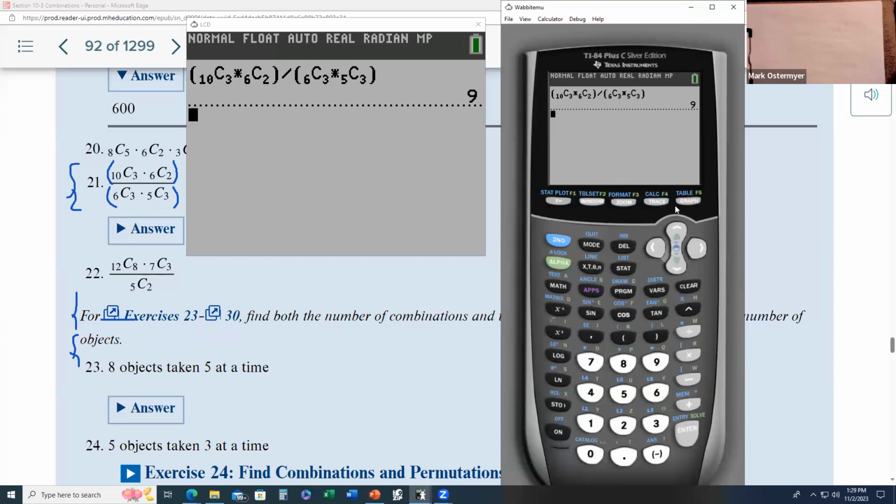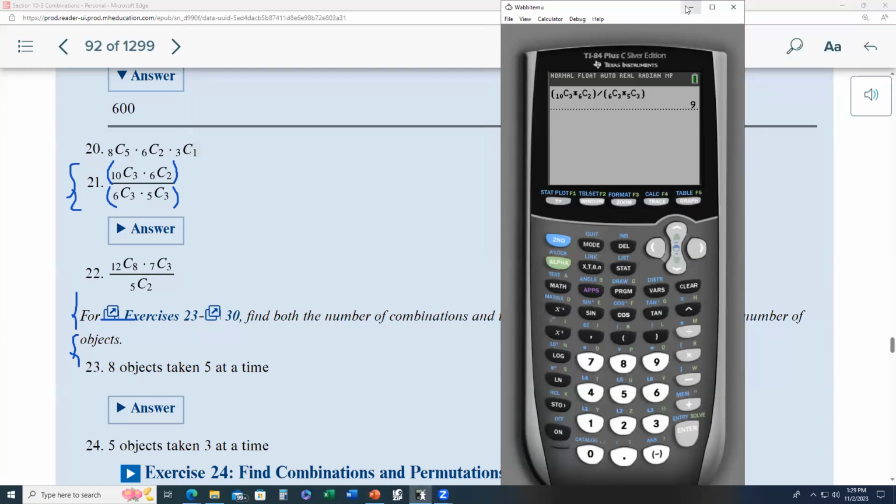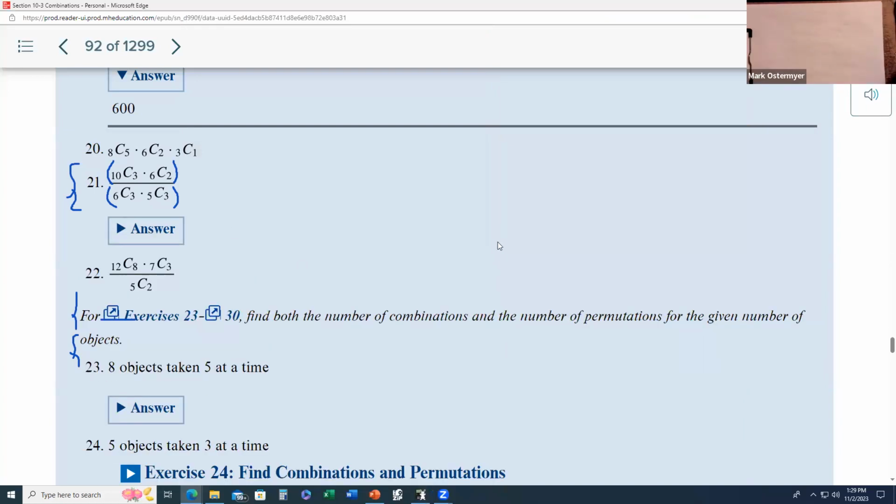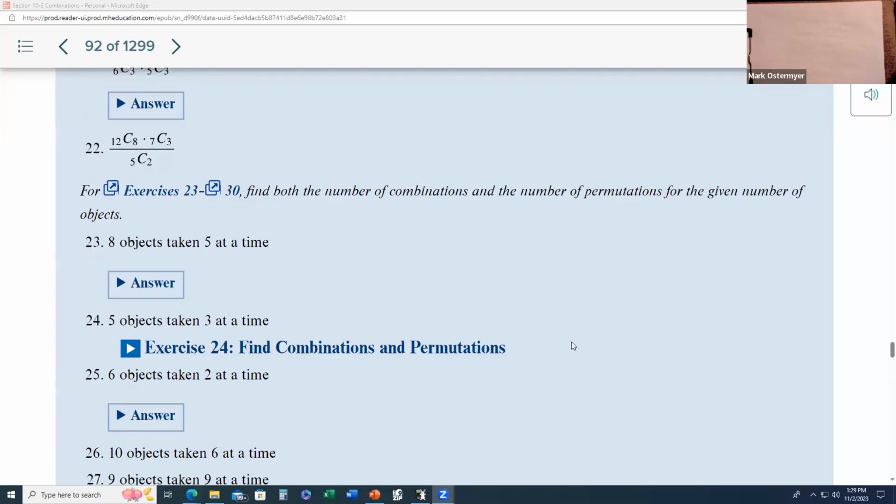Anybody get 9 out of that? Yes. Okay. And we can check our answer, and the answer is 9. Okay, so it looks good. All right, so that's as complicated as it's going to get with your combinations. Now let's go down. Let me clear all this writing out of the way here. Okay, let's move on down now and do some problems here.